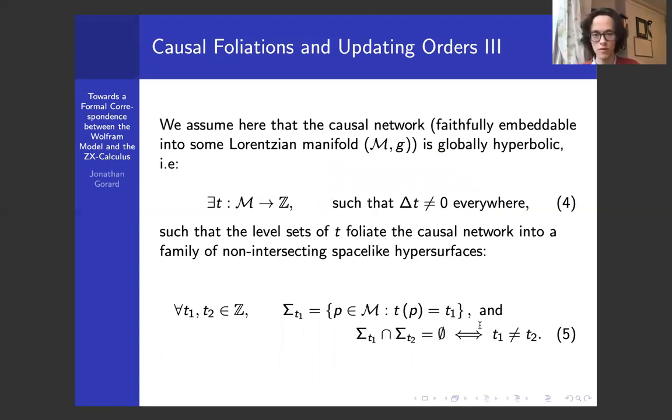The way we define one of these foliations formally is that we define a universal time function over the causal networks. We define a function that maps updating events onto some universal time value, and then each space-like hypersurface is just the level set of that universal time function. And because the causal network is directed and acyclic, it follows that the associated manifold is hyperbolic, and so in particular it does permit a foliation into Cauchy surfaces that are non-intersecting.